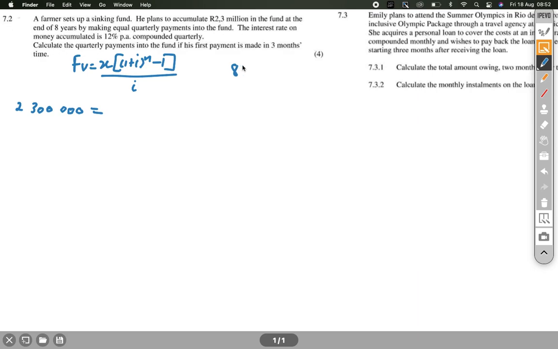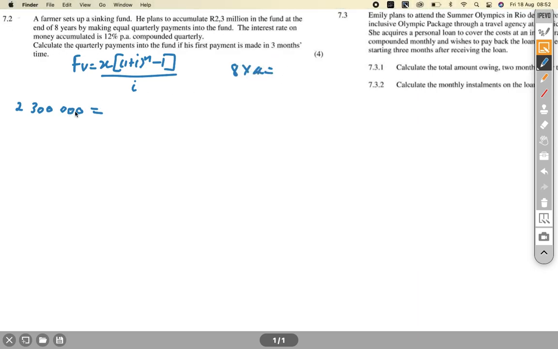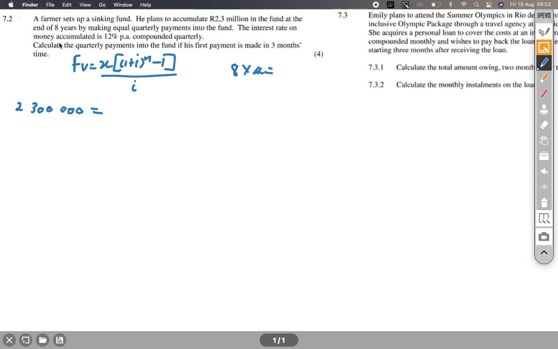So that's 8 times 4, right? Remember that for our N. And then the interest rate on money accumulated is 12% per annum compounded quarterly. It's going to be 0.12 divided by 4.